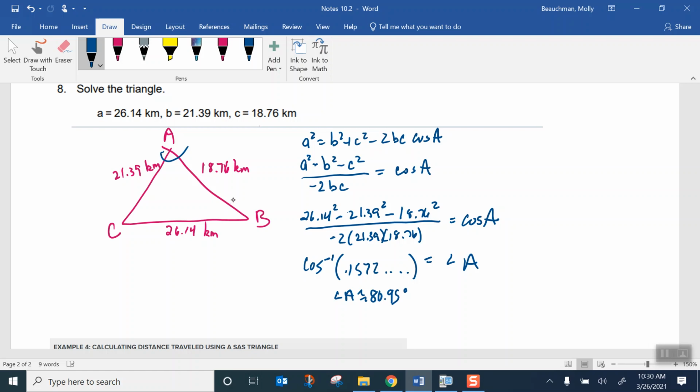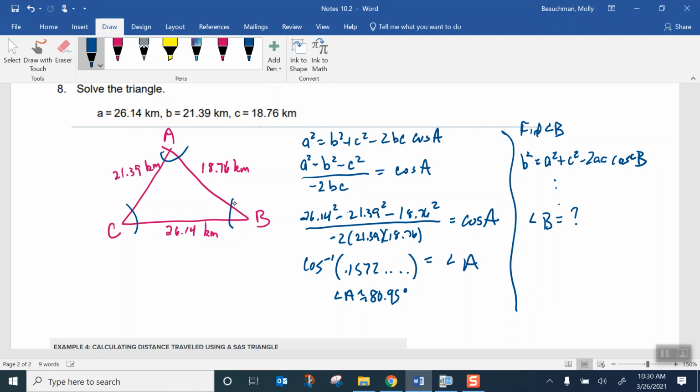So to find angle B and angle C, you can do exactly the same thing. I won't work the whole thing out, but if you want to find angle B, then set up b squared is equal to a squared plus c squared minus 2ac times the cosine of angle B. Follow the same steps to get angle B. And then once you have two of the angles, to find angle C, take 180 degrees minus angle A minus angle B.